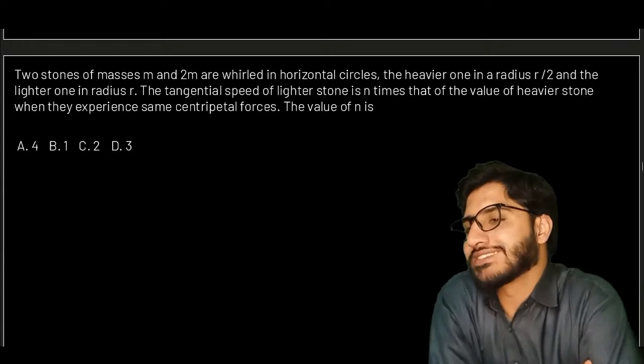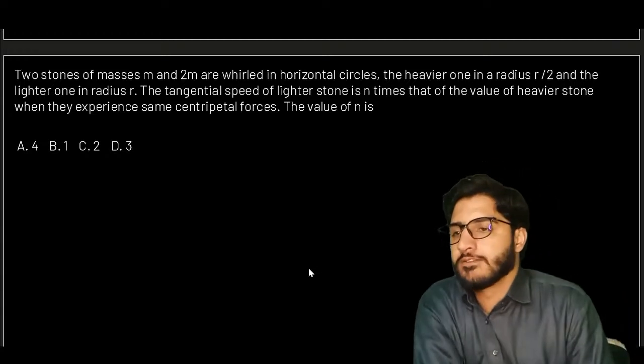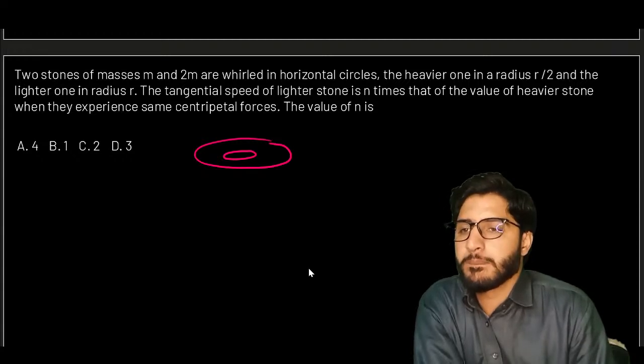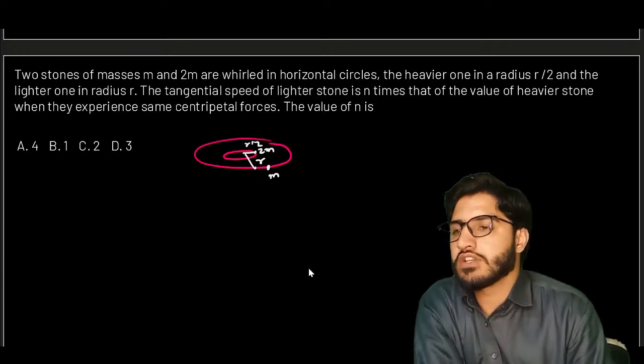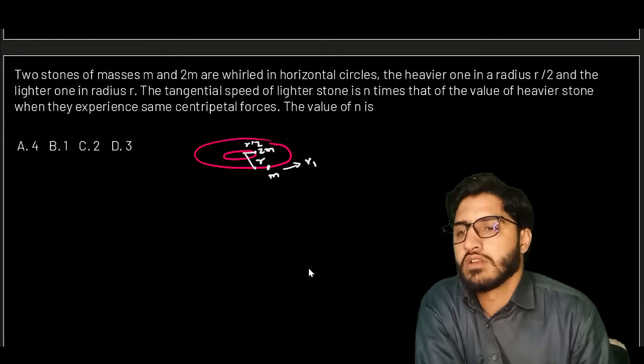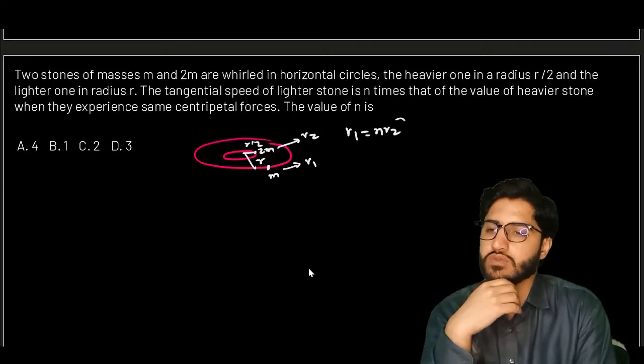Two stones of masses m and 2m are whirled in horizontal circles. The heavier one, that is 2m, has radius r by 2. This one is m, with radius r. The tangential speed of the lighter one is v1 and heavier is v2. So v1 equals to n times v2. It is given to us.